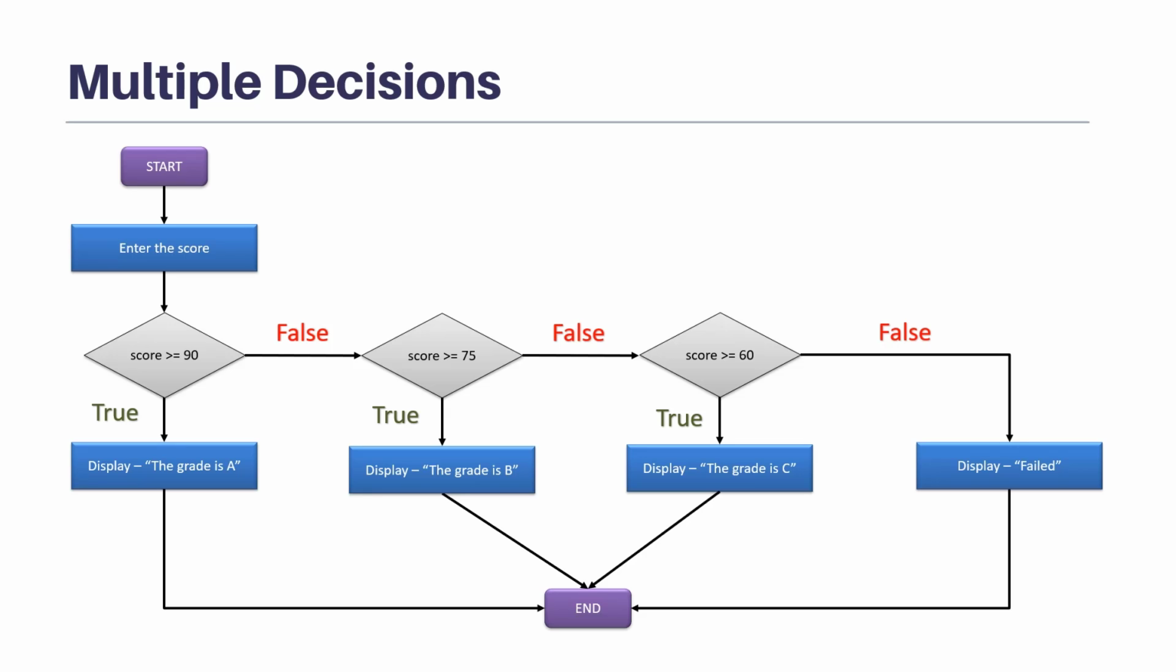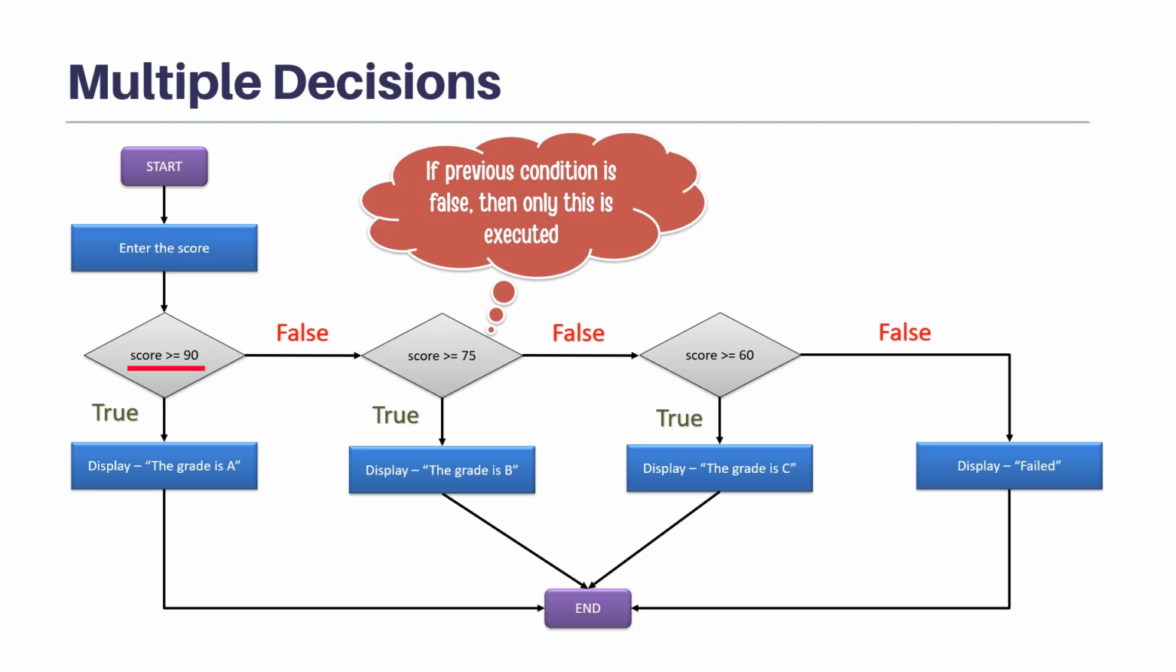The first condition is to check if the score is greater than or equal to 90. Here we have used a greater than sign followed by an equal to sign to check the greater than or equal to condition. If this condition is true, then it prints that the grade is A. But if this condition is false, then the next condition comes into play. The next condition is for checking if the grade is B. If the next condition is true, then the program prints the text corresponding to B grade and the program exits.